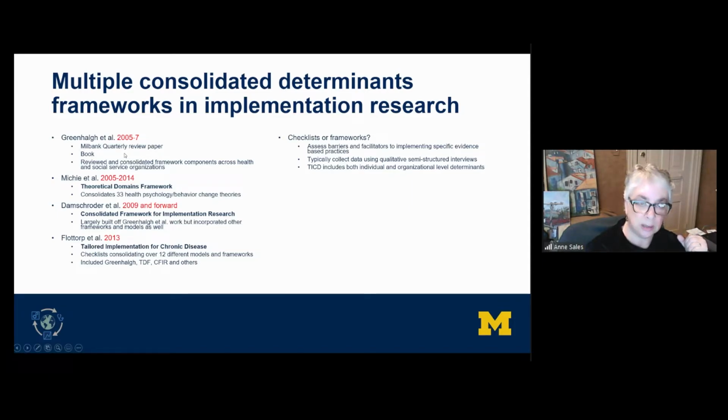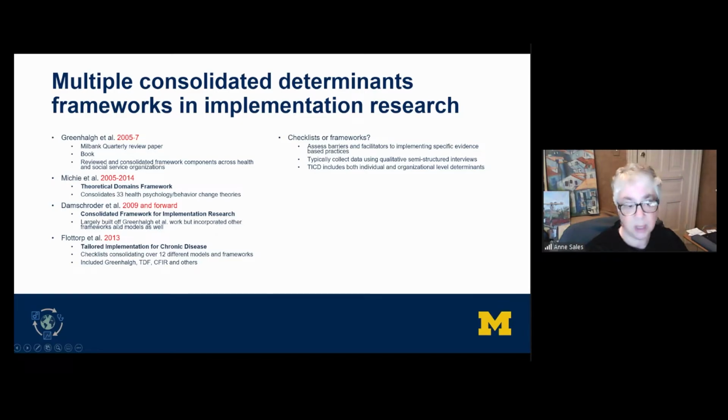Tricia Greenhalgh in the United Kingdom was the lead on this, and they published both a very long 70-plus page Milbank Quarterly Review paper and a book. The book is actually much more accessible and easier to read. It came a little after the review paper. But they reviewed and consolidated components of determinants, elements that influence implementation success or failure across not only health service organizations, but also social service organizations. So this is an extremely extensive, very broad and overarching view of the literature from the mid-2000s.